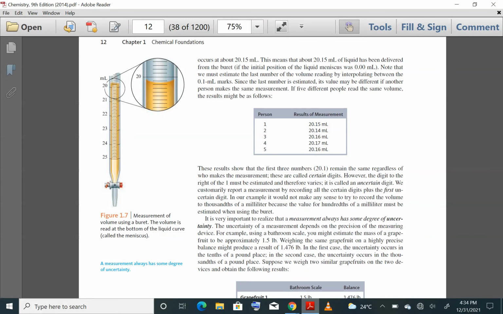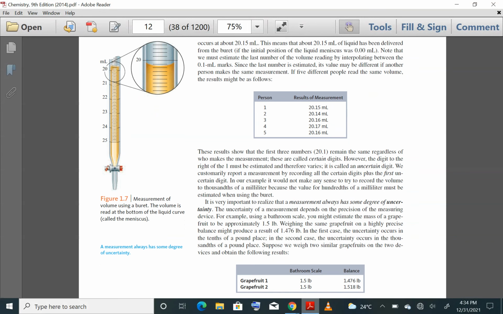So the first 3 digits are what we call certain digits, because no matter who we ask to give us the reading of this, they will get the first 3 numbers correctly, so long as they understand how the divisions have been made between the graduations. So 20.1, regardless of who makes the measurements, those 3 digits will be the same, and we call those the certain digits. However, the fourth one is going to be different depending on who that particular person is, and you can't blame anyone because everyone is just trying to approximate.